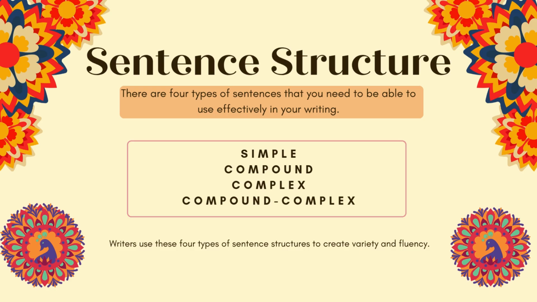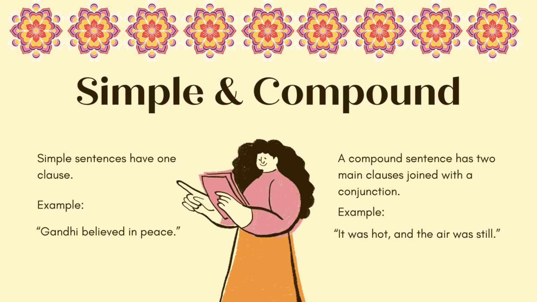We use 4 main types: simple, compound, complex, and compound complex. A simple sentence has just one clause, like Gandhi believed in peace. A compound sentence joins 2 main clauses with a conjunction. It was hot and the air was still.